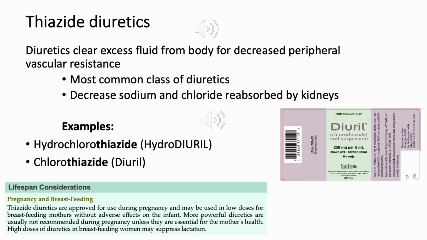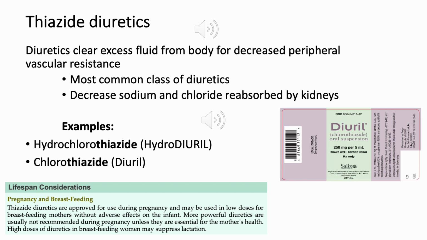Thiazide diuretics is a classification. The diuretics clear excess fluid from the body for decreased peripheral vascular resistance. It is the most common class of diuretics, and decreases sodium and chloride reabsorbed by the kidneys. Some examples of this drug classification are hydrochlorothiazide, also known as Hydrodiuril, and chlorothiazide, known as Diuril. If you notice, the common ending to these drugs is thiazide, hence this is the thiazide diuretic classification.